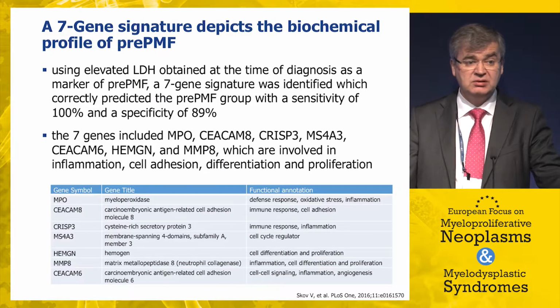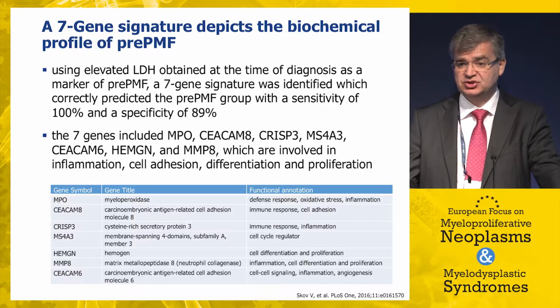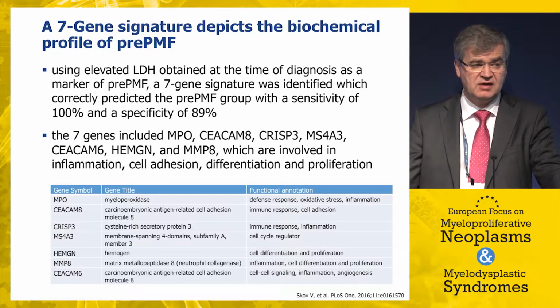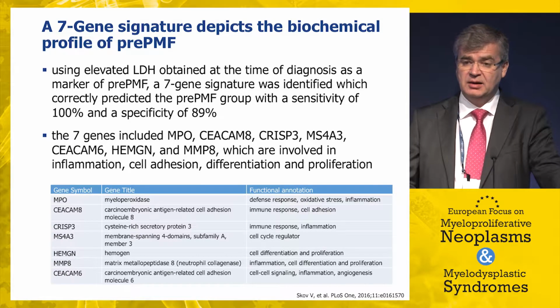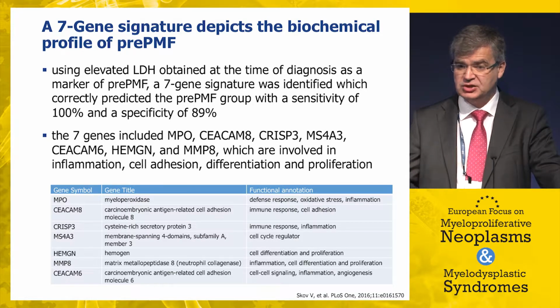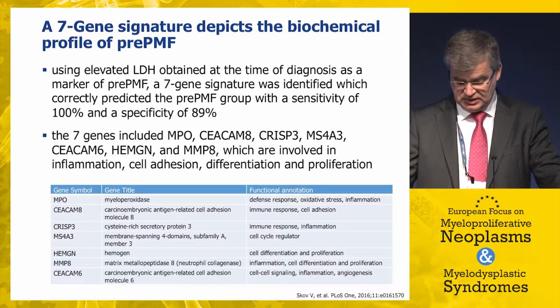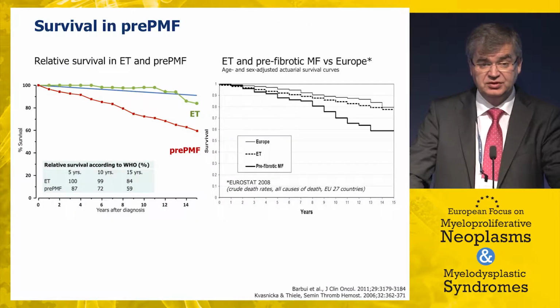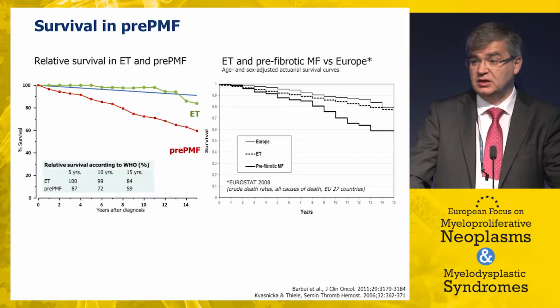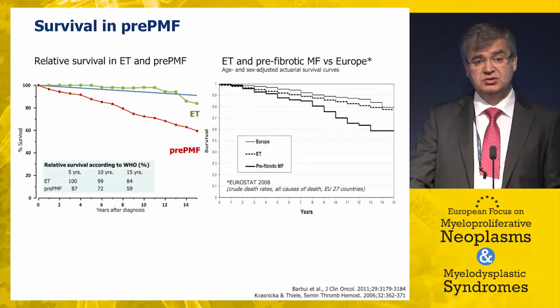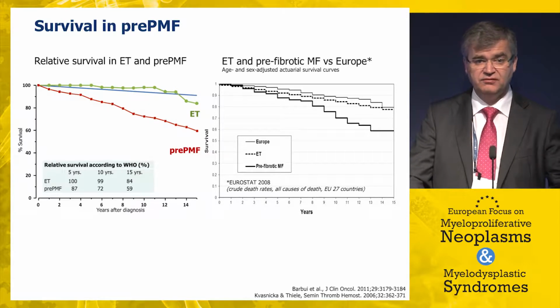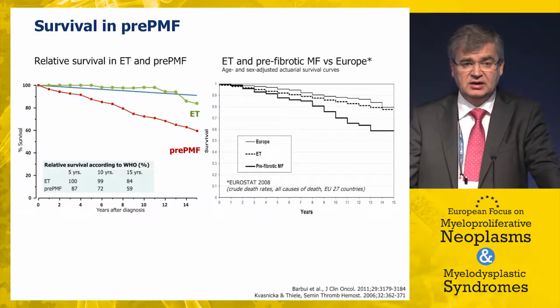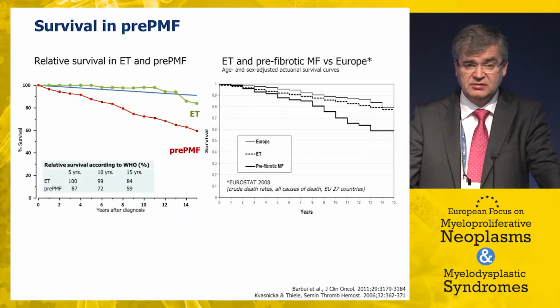We know that there are gene expression profiles which are different between ET and prePMF, and these are new data showing that genes which are involved in inflammation, differentiation, are totally different regulated in prePMF. Makes sense because myelofibrosis, which will come out in the later stage of the disease, is triggered by inflammation. We see difference in survival. So ET is a more or less benign disease which has no impact on overall survival but has a risk of complications. And prePMF has a significant loss of survival probability.